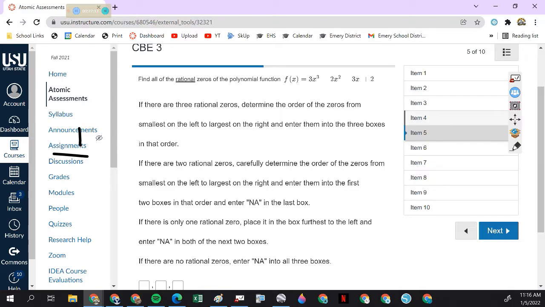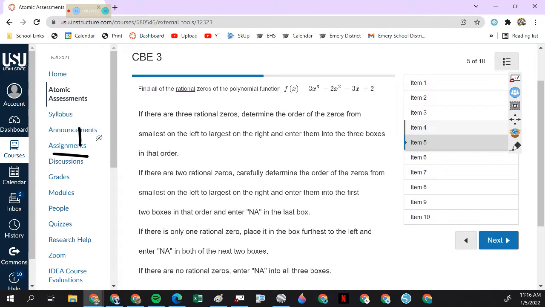So if you have 3 answers, then write 4, 5, 6. If one of them is a duplicate, then put NA here. If you find one of them, but the remaining quadratic does not factor, then you will put NA like that. Okay, you don't need to find the imaginary or even the irrational roots. You don't need to do any of those.